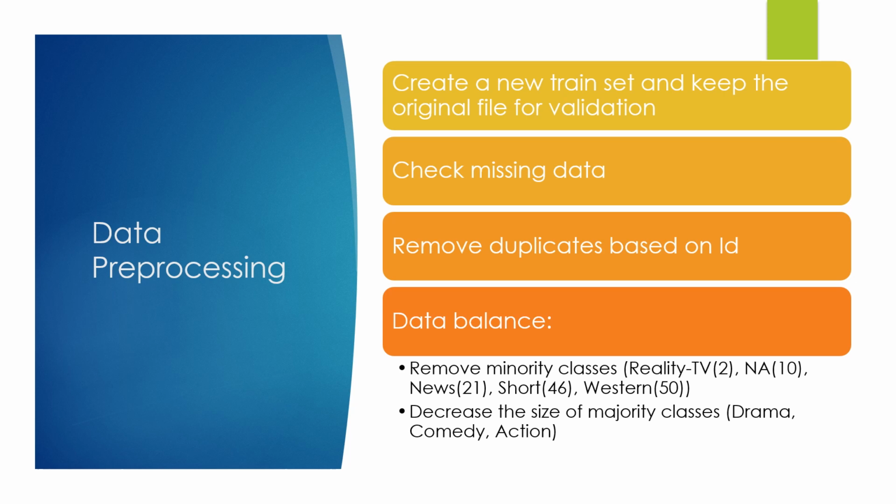duplicates method in Python. When we balance the data, we want to remove the minority classes, which include reality TV, no information, news, shorts, and Western categories. We also decrease the size of majority classes, such as drama, comedy, and action, since we do not have enough time to build the functions to remove them. We just remove them manually in our CSV file.